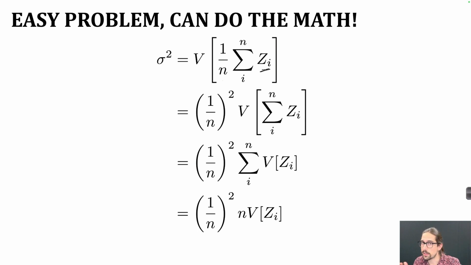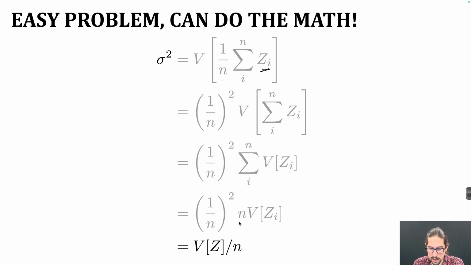That doesn't mean that they have the same value. So z1, z2, z3, different people have different heights or different voting preferences, whatever. But they're all identically distributed, so they all have the same variance. And so if we're adding up n copies of whatever that number is, that's just n times whatever that number is. And now lastly, we can cancel the n with this n, and we end up just with this.